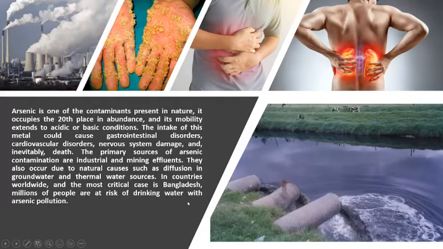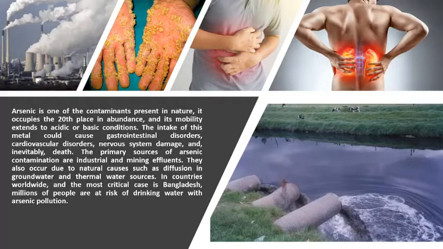Arsenic is one of the contaminants present in nature. It occupies the 20th place in abundance, and its mobility extends to acidic or basic conditions. The intake of this metal could cause gastrointestinal disorders, cardiovascular disorders, nervous system damage, and, inevitably, death.